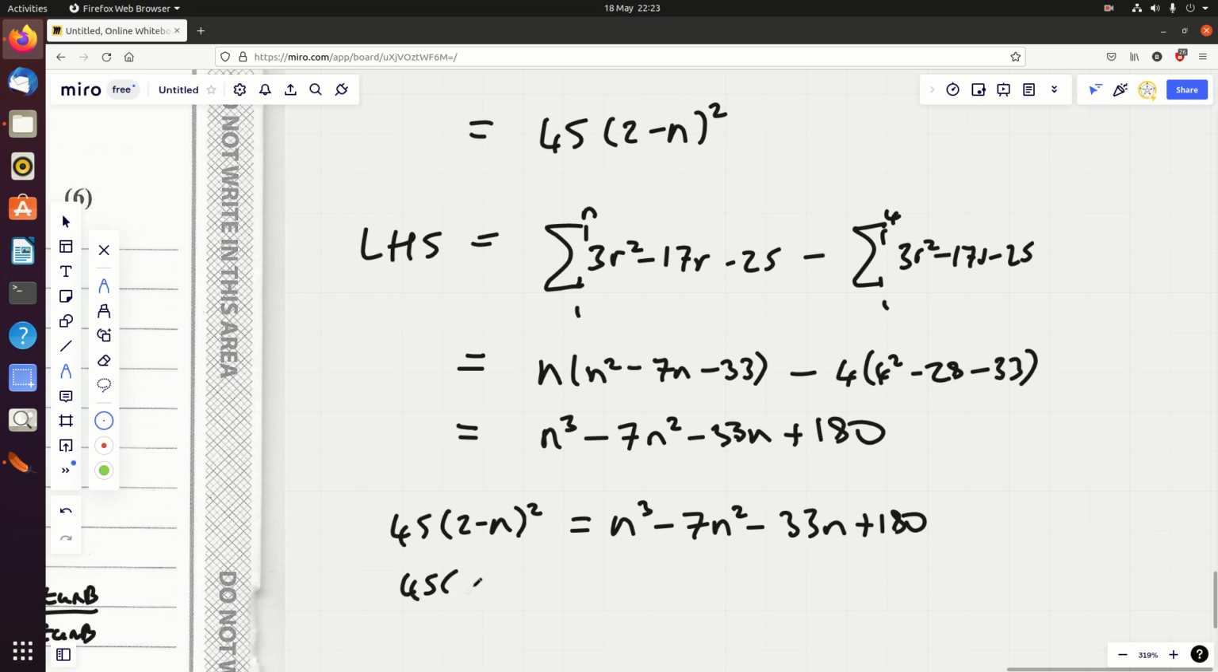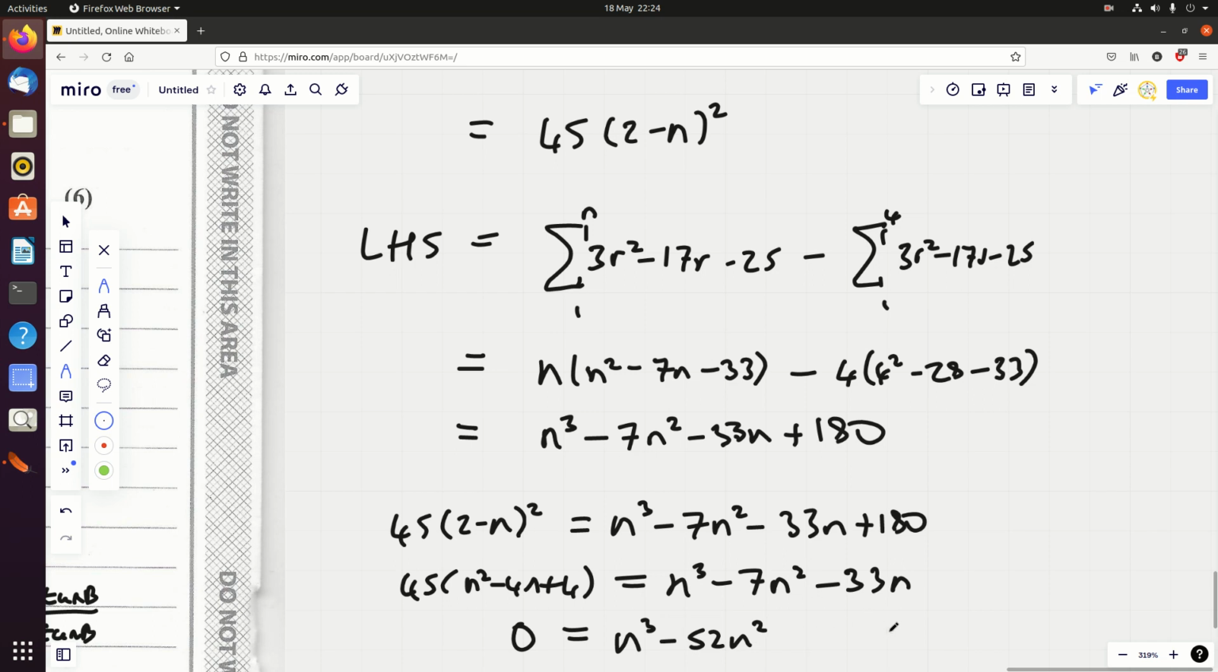Multiply all of this out, n squared minus 4n plus 4. You'll notice that the 180's cancelled. At that point I thought, oh, I might actually have a chance of solving this now. I suppose you've always got a calculator which solves cubics, haven't you? But anyway, once you take it all onto this side, you end up with n cubed minus 52n squared, and then you're going to have plus 147n. I'm just checking that this is right. Yeah, plus 147n.